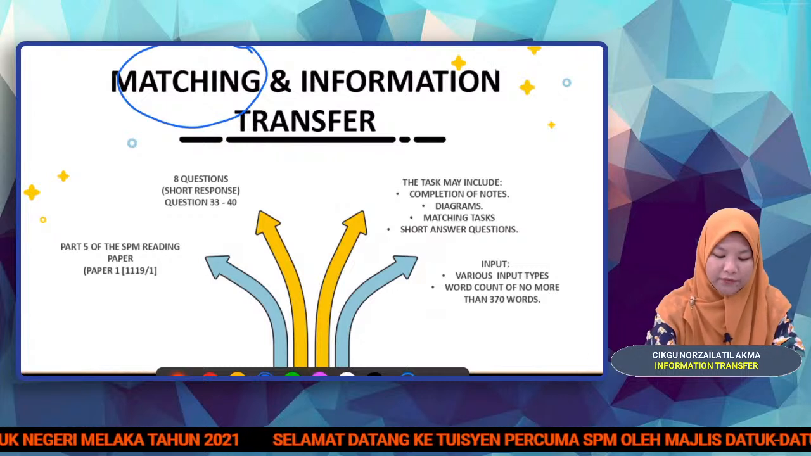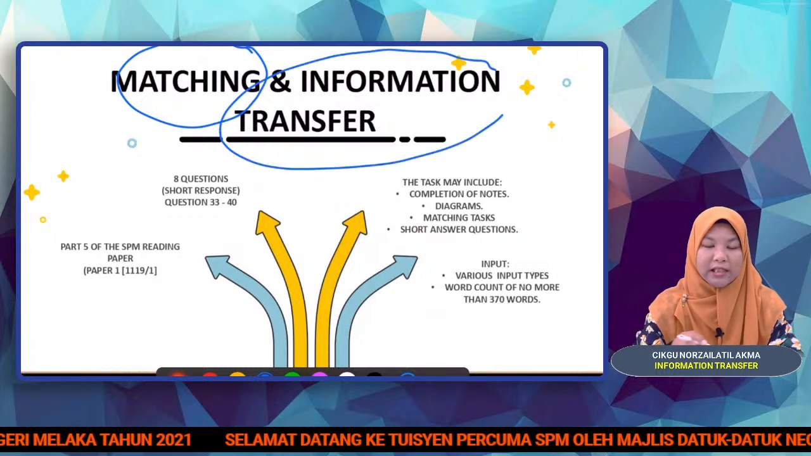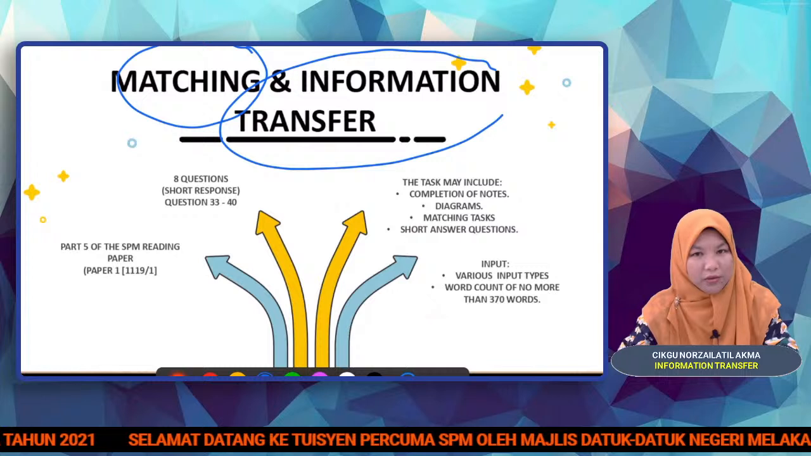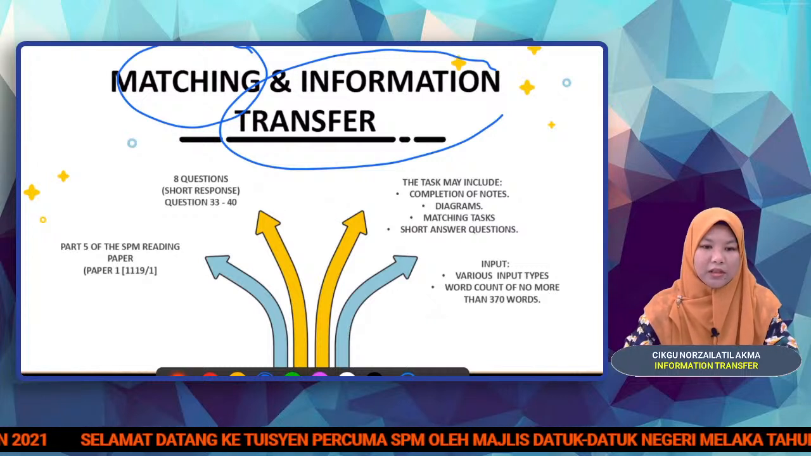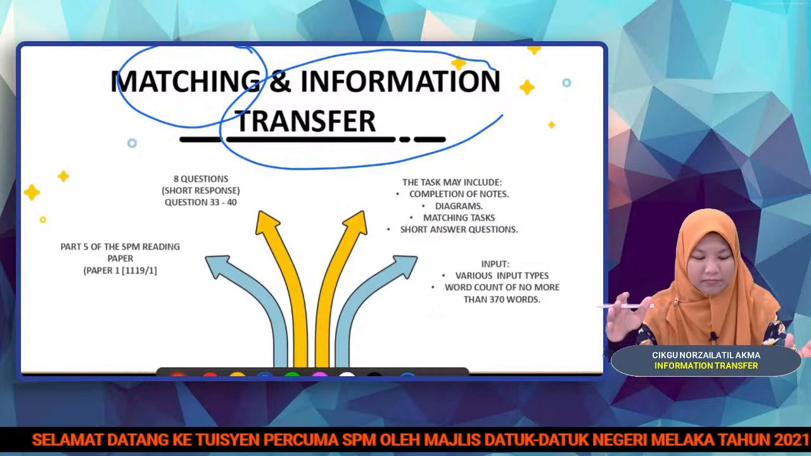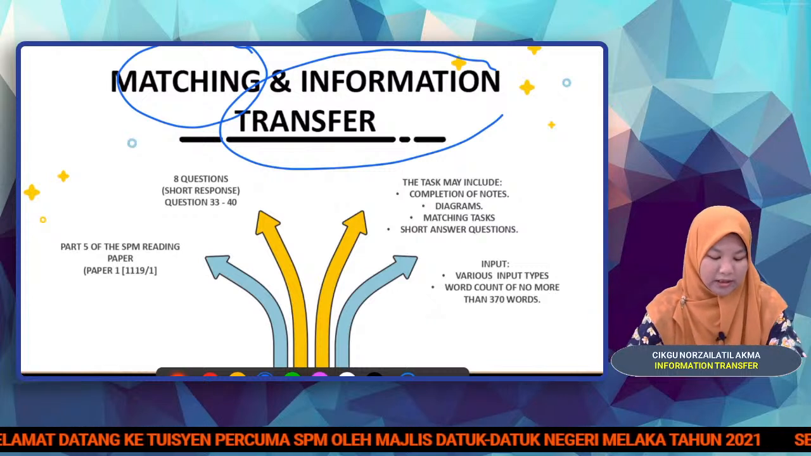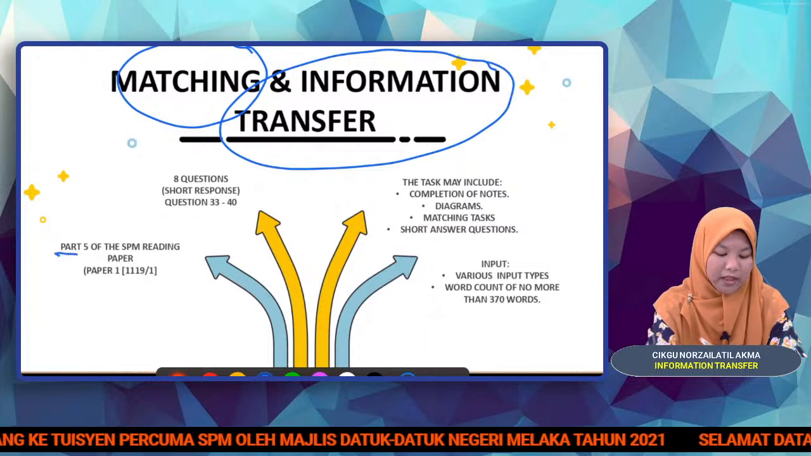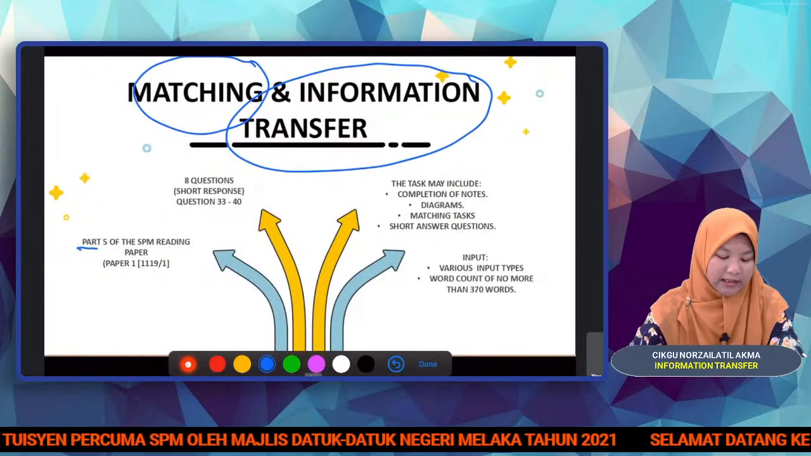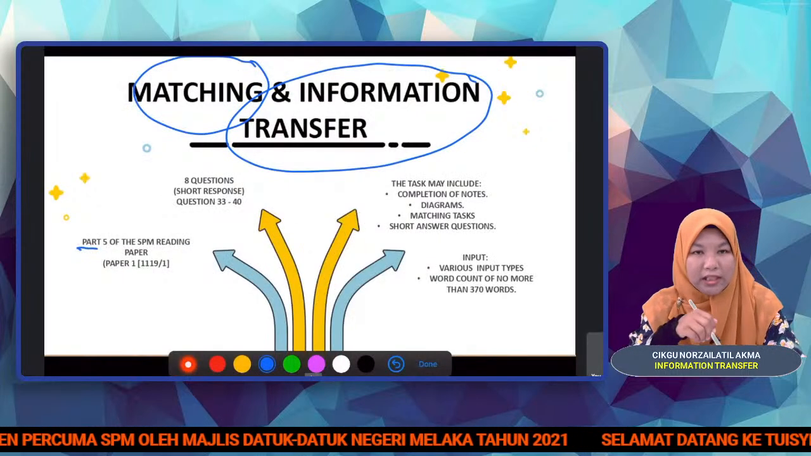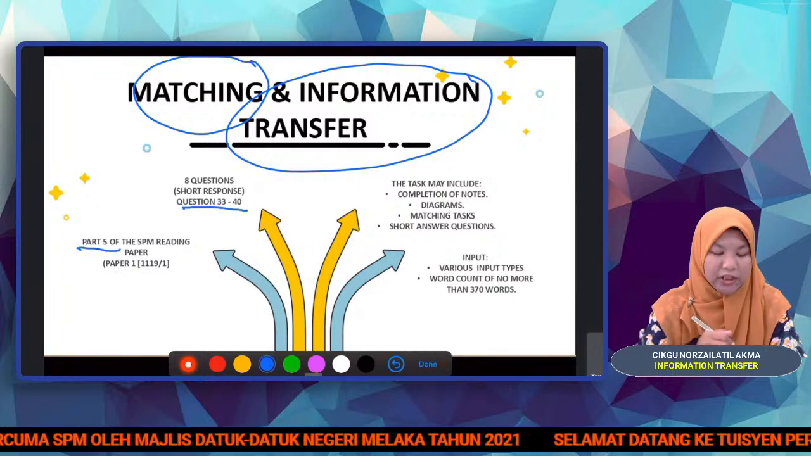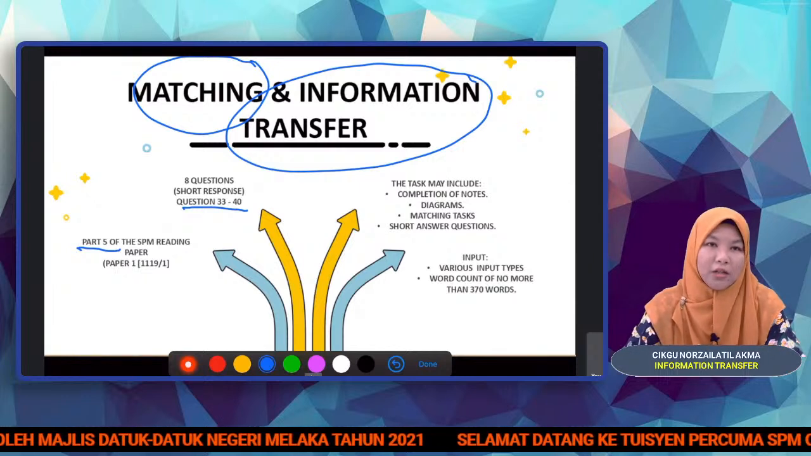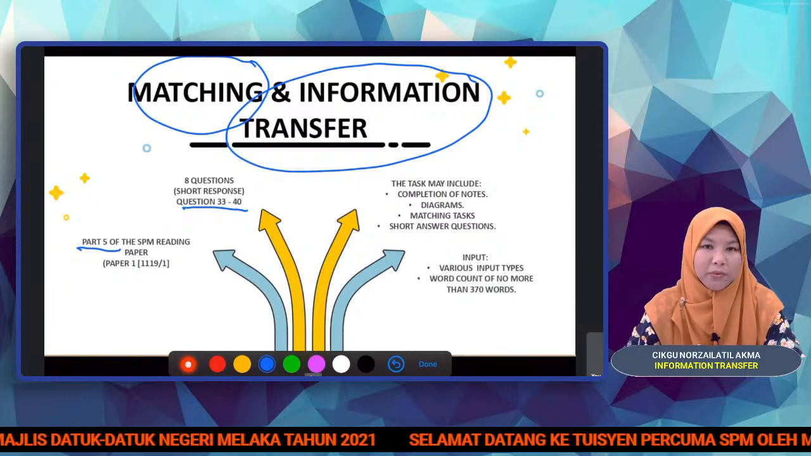And information transfer here means you take information from the text and put it into maybe a graphic organizer or graphical text. This part, information transfer and matching, will be in Part 5 of your reading paper. It caters eight questions, question 33 to 40. So basically it offers you 8 marks out of a total of 40 marks for your Paper 1.